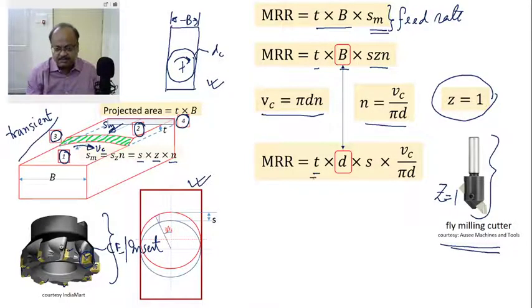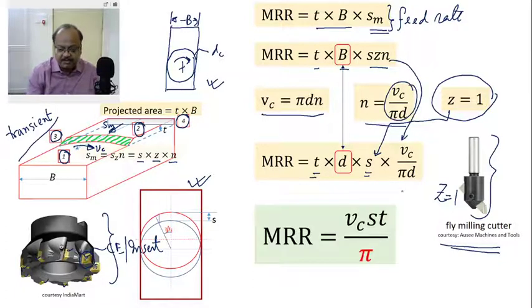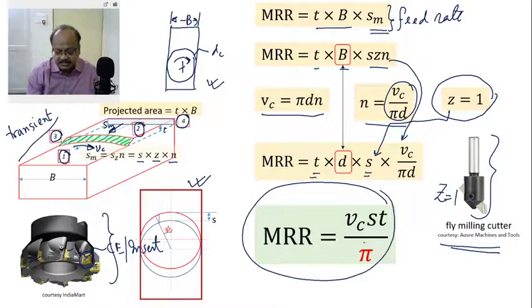T remains T, which is the depth of cut. This is T, and S becomes S because your Z is 1. Z is 1, and N gets replaced here from this particular equation. So if you simplify, you will get a material removal rate like this. Strangely, a pi is appearing here. One must mention this situation is only valid when this is valid.